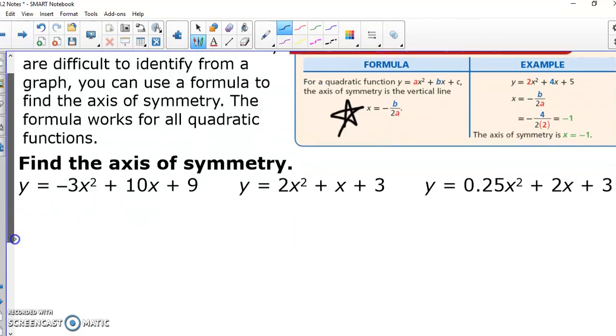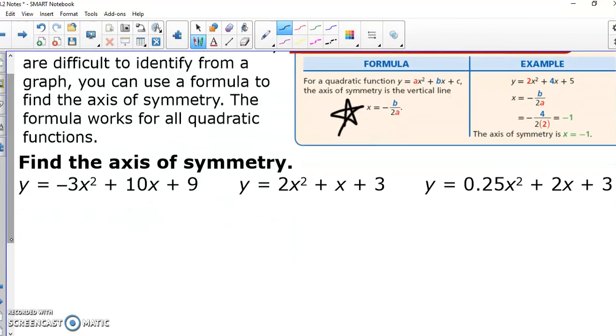So over here, let's look at this first example. First of all, I need to figure out what my a and b values are. Remember, a is whatever's in front of the x squared, so in this case it would be -3. And b would be 10 in this case. That's whatever is in front of your x.